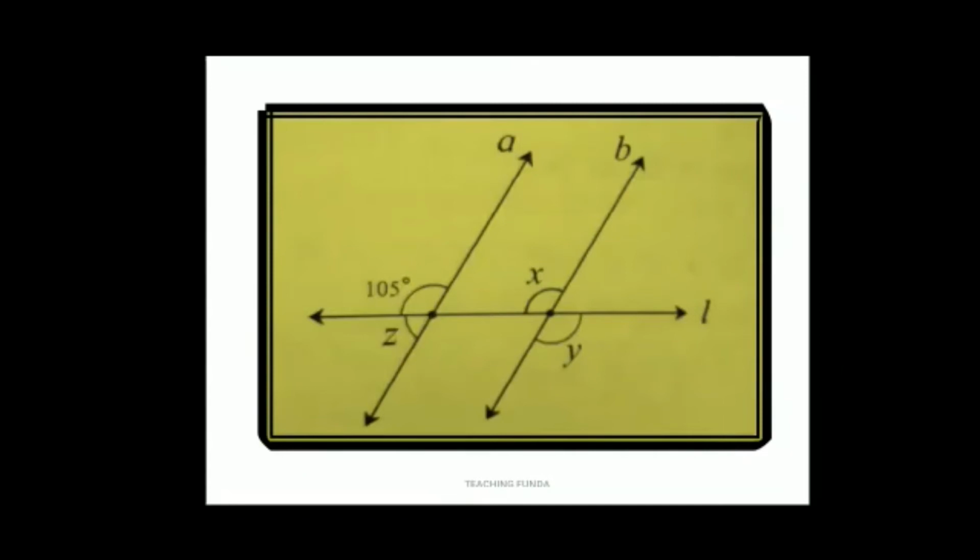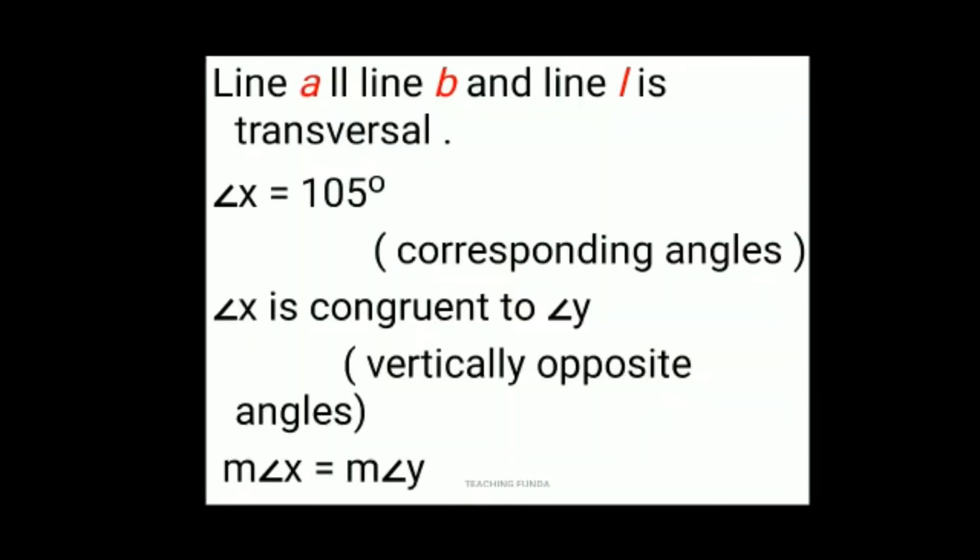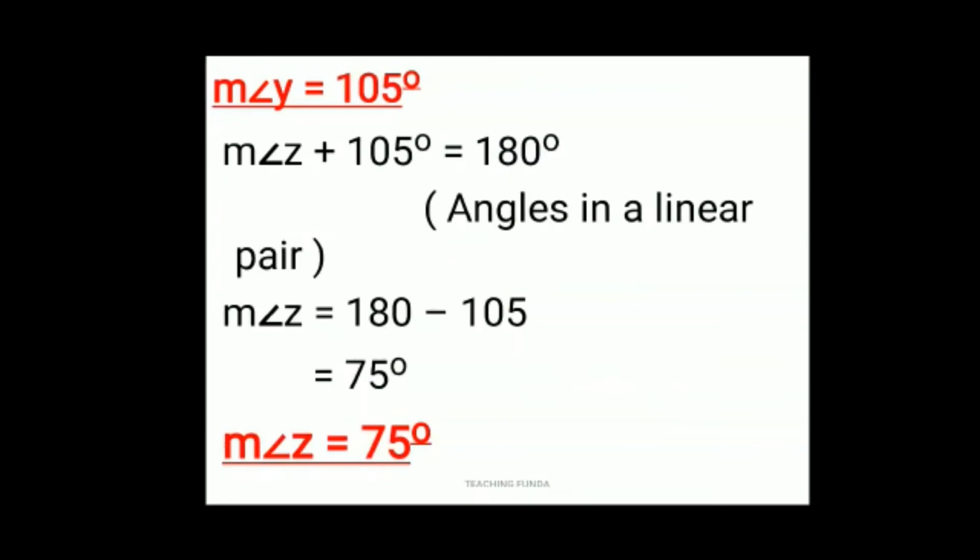And again, angle X and angle Y are opposite angles. They are vertically opposite angles, which means their measurement is also the same. So angle X is 105 and angle Y is also 105. Okay. Now students, angle Y is 105, you got the answer.